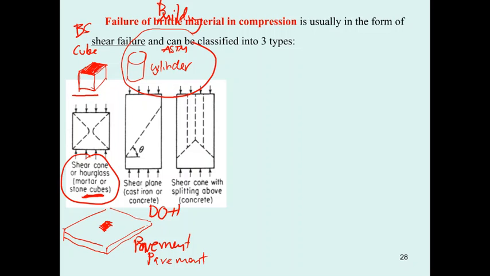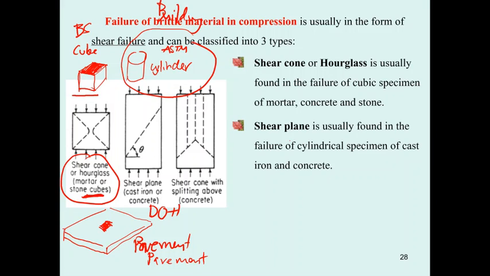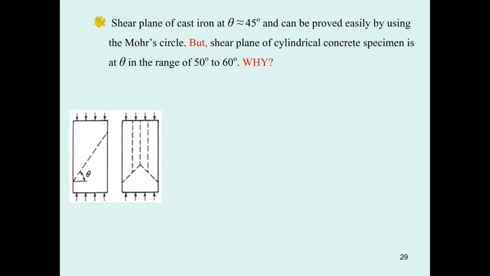The cylinder has an hourglass shape, like the shear cone, like this. For concrete and cast iron, they have a mix of this crack, usually failing in a cylinder like this. And this is for the concrete: it has tensile splitting on the top and a shear cone at the bottom. Why is the shear plane of cast iron about 45 degrees? This can be proved by using the Mohr circle. But the shear plane of cylindrical concrete is about 50 to 60 degrees.